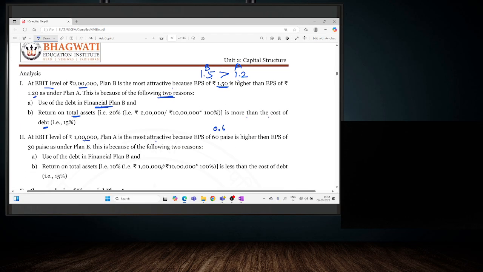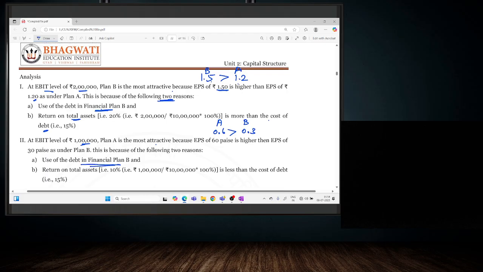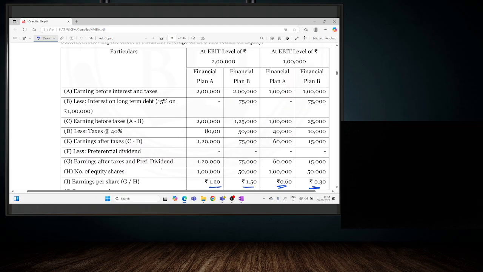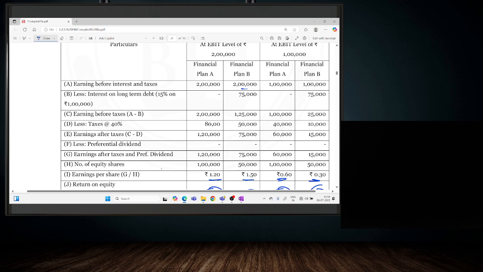So now listen. When EBIT is equal to 1 lakh rupees, plan A EPS is 0.6, plan B EPS is 0.3. Plan A EPS is greater than plan B EPS because of two reasons. One is the use of debt in the financial plan B. Listen to this point carefully. Let me show the numbers from here itself. When the company is generating 2 lakh rupees of EBIT, what is the interest they are paying? 75,000. When they are generating a profit of 1 lakh rupees, what is the interest they are paying?